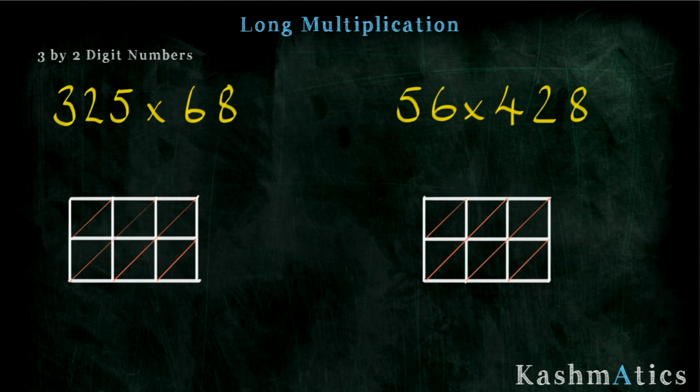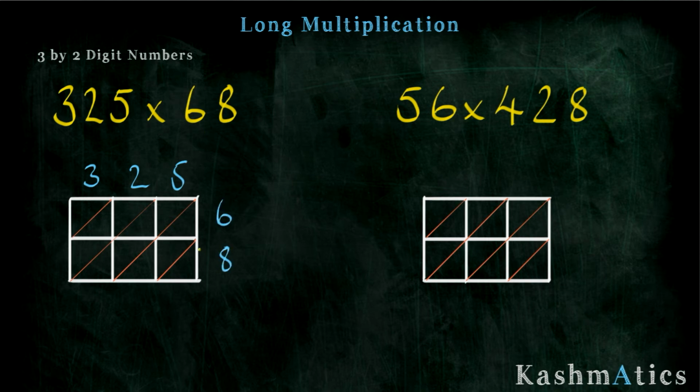So let's move on to some slightly trickier examples. I've got a 3-digit number multiplied by a 2-digit number, and you'll notice I've got the grids already drawn with the diagonals ready for us to use. Okay, and that's just to save us a bit of time. So let's write down the numbers around the grid first. So 325 is written like that. Okay, and 68 is written down here, so 68.